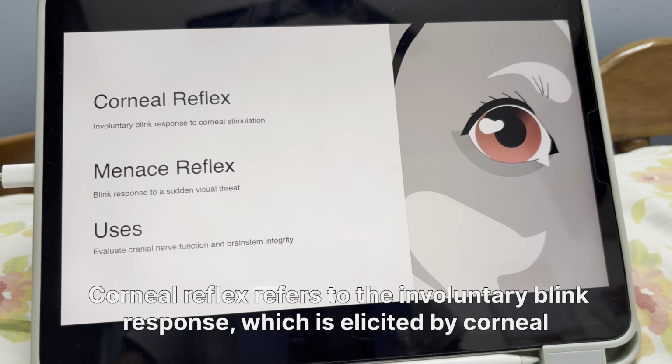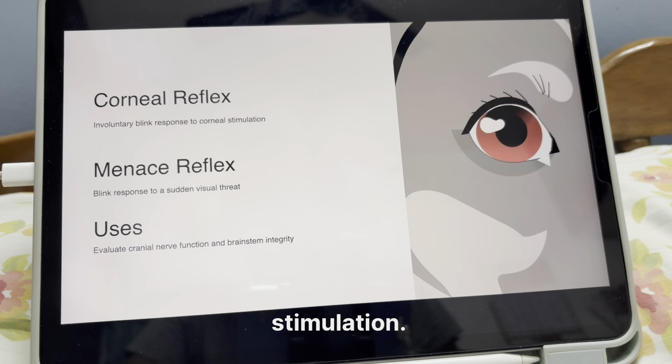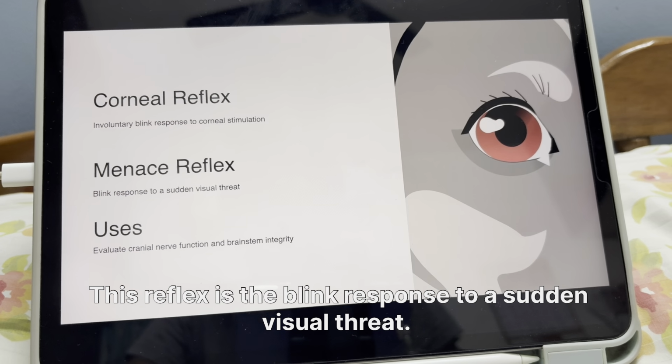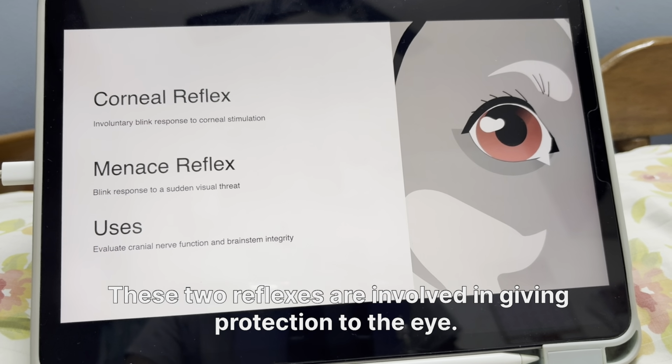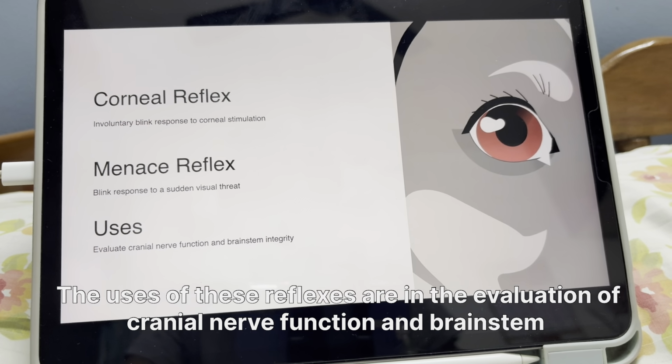Corneal reflex refers to the involuntary blink response which is elicited by corneal stimulation. Menace reflex is the blink response to a sudden visual threat. These two reflexes are involved in giving protection to the eye. The uses of these reflexes are in the evaluation of cranial nerve function and brainstem integrity.